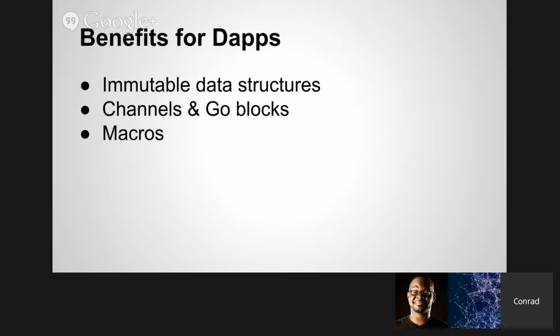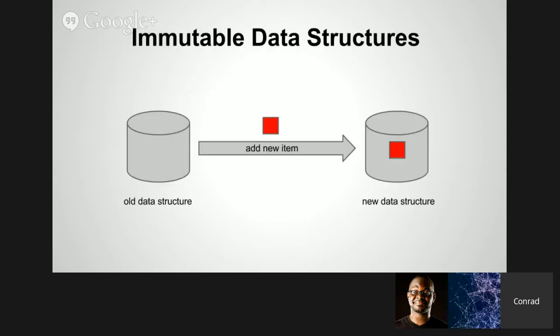Now, why do we care about ClojureScript in Dapps? Well, there's three main benefits that I'm going to talk about in this short talk about how Dapps can benefit from having some of the features of ClojureScript. We're going to talk about immutable data structures. We're going to talk about channels and Go blocks, and we're going to talk about Lisp-style macros. So, what is an immutable data structure?